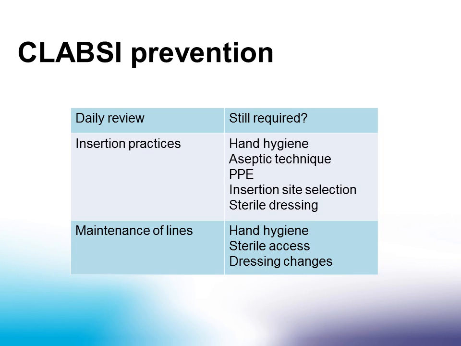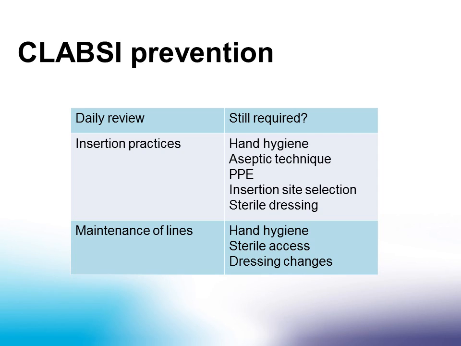The main principle to prevent CLABSI is limiting the use of intravascular lines and minimising line duration. Daily review of whether each central line is still required is essential. Other CLABSI prevention strategies can be grouped into insertion and maintenance practices. Insertion practices include hand hygiene prior to insertion, adherence to aseptic technique, use of personal protective equipment, the selection of an appropriate insertion site, and covering the insertion site with a transparent, semi-permeable dressing.